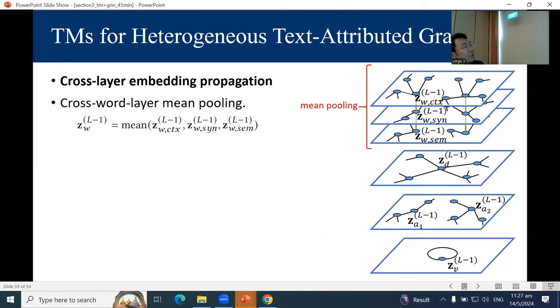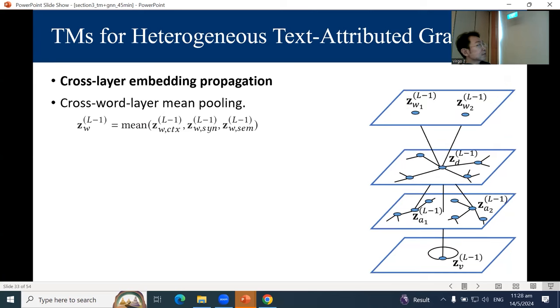And then we're going to look at the cross-layer. First of all, because we have three word layers, to simplify it, we will compress them into a single layer just by mean pooling. So the contextual, syntactic, and semantic layers all get compressed into one, which is just the word layer representation. Then we look at the cross layer. In this structure, the cross layer is always relating to a document, because words connect to document, authors connect to document, venue also connect to document. So document becomes a centerpiece that brings all these different vertices together.